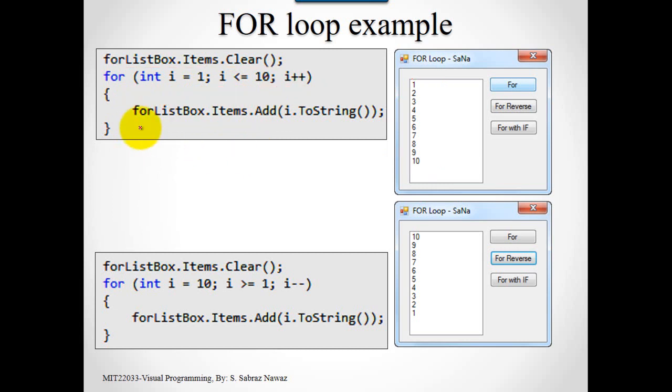You might remember this. Inside the body we have the items to be added: listBox.Items.Add(i.ToString). You can even ignore this ToString, and at that time also it will work. And similarly the reverse is done here. It is starting with 10, and the condition is whether the value of i is greater than or equal to 1. So until it becomes 1, it is repeated here. i minus minus means the value of i is decremented by 1 every time the loop executes. So this is how it works.